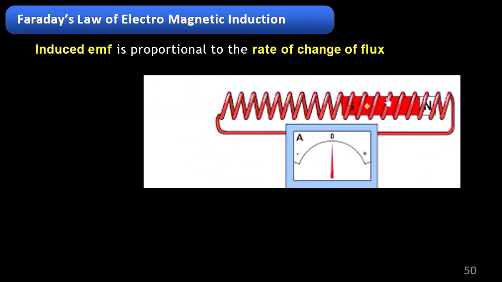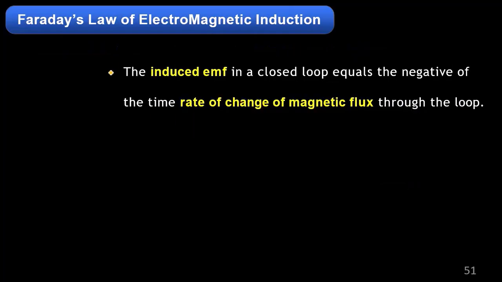Now, how fast the magnet is moving is also important. Why? Because a faster-moving magnet means a greater change in the flux. When the rate of change of flux is more, the induced EMF changes very fast, because every time the current changes direction, the induced EMF also changes direction. One way is clockwise, another way is anti-clockwise. So the induced EMF is in a closed loop. The closed loop is important because the EMF is the negative of the rate of change of the magnetic flux through the loop. That is the statement of Faraday's law.